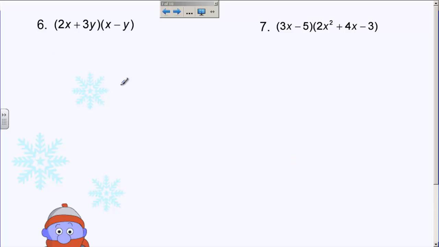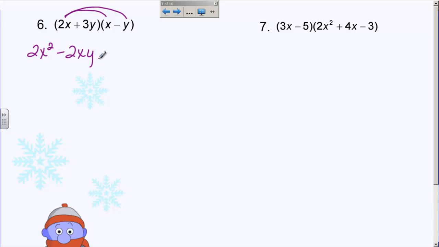So now that we sort of have the process down, let's extend it a little further. This next example is the same thing, except now I have double variables. I've got x's and I have y's, and I'm going to have to take that into consideration when I multiply. So 2x times x is 2x squared. And then 2x times negative y is going to be negative 2xy.